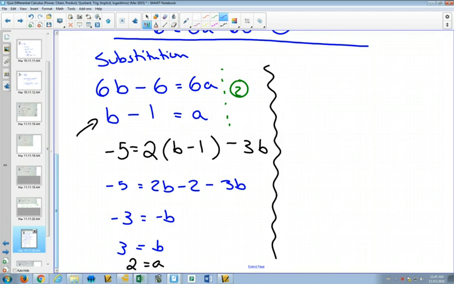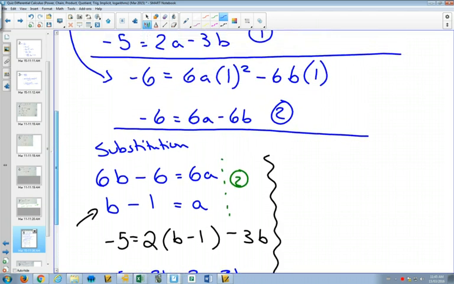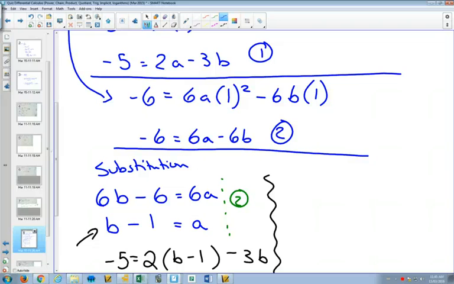The elimination technique says take both of your equations, line them up on top of each other. So here's my equation 1, negative 5, 2a minus 3b. And my second equation was negative 6 equals 6a minus 6b. And the idea is you can multiply both equations or just one equation, but you want to try and get the coefficients of one of the variables to be the same. Personally, I like to make them the same but the opposite sign.